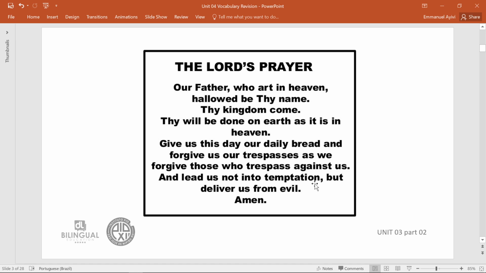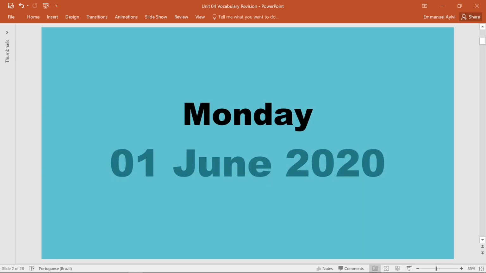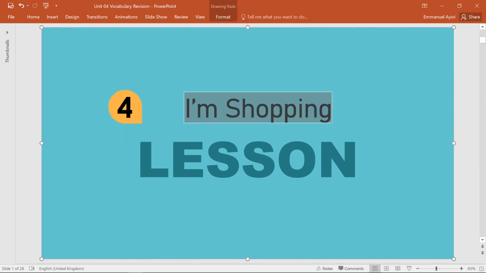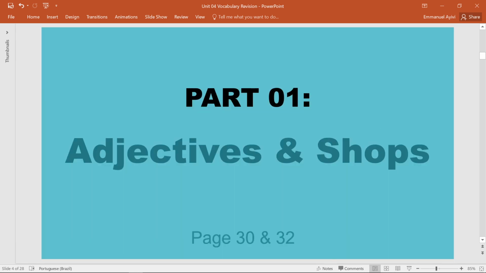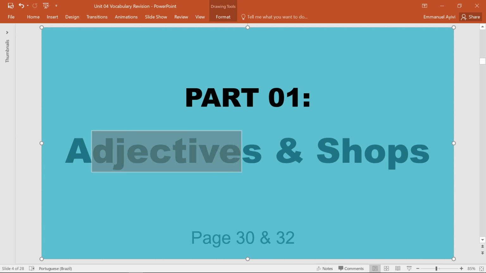Okay guys, so like I said, today we are going to do a revision of Unit 4, I am shopping. Today is actually a vocabulary revision. Vocabulary revision part 1. Tomorrow we are going to have vocabulary revision part 2. So today we're going to see adjectives and the types of shops. Today's lesson is on page 30 and page 32 of the Cambridge book.